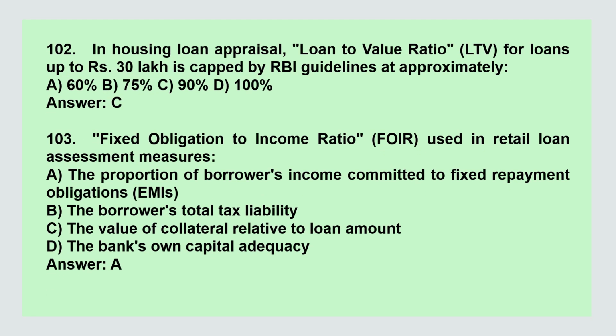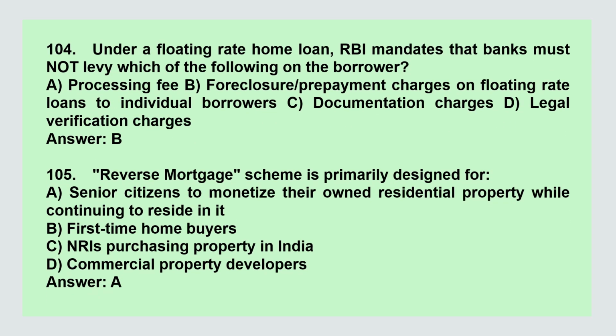In housing loan appraisal, loan to value ratio for loans up to rupees 30 lakh is capped by RBI guidelines at approximately answer C: 90%. Fixed obligations to income ratio used in retail loan assessment measures answer A: the proportion of borrower's income committed to fixed repayment obligations, EMIs. Under a floating rate home loan, RBI mandates that banks must not levy which of the following on the borrower? Answer B: foreclosure or prepayment charges on floating rate loans to individual borrowers. Reverse mortgage scheme is primarily designed for answer A: senior citizens to monetize their own residential property while continuing to reside in it.